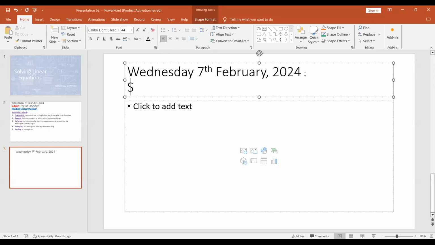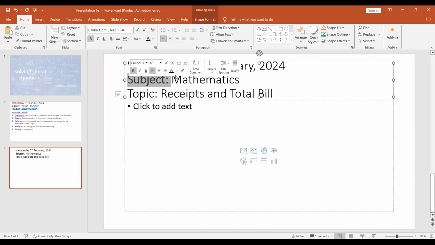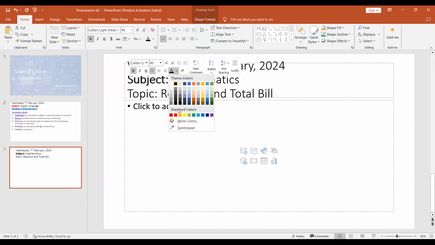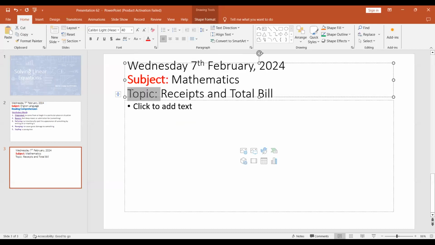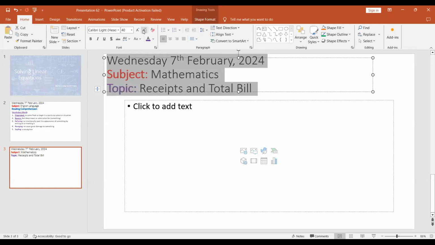Our subject is, of course, mathematics. And the topic is, we're going to continue with receipts and total bill. That's what we're looking at today. This is the third day we've been looking at this topic, filling out the receipt and calculating or determining the change that's associated with the total bill.